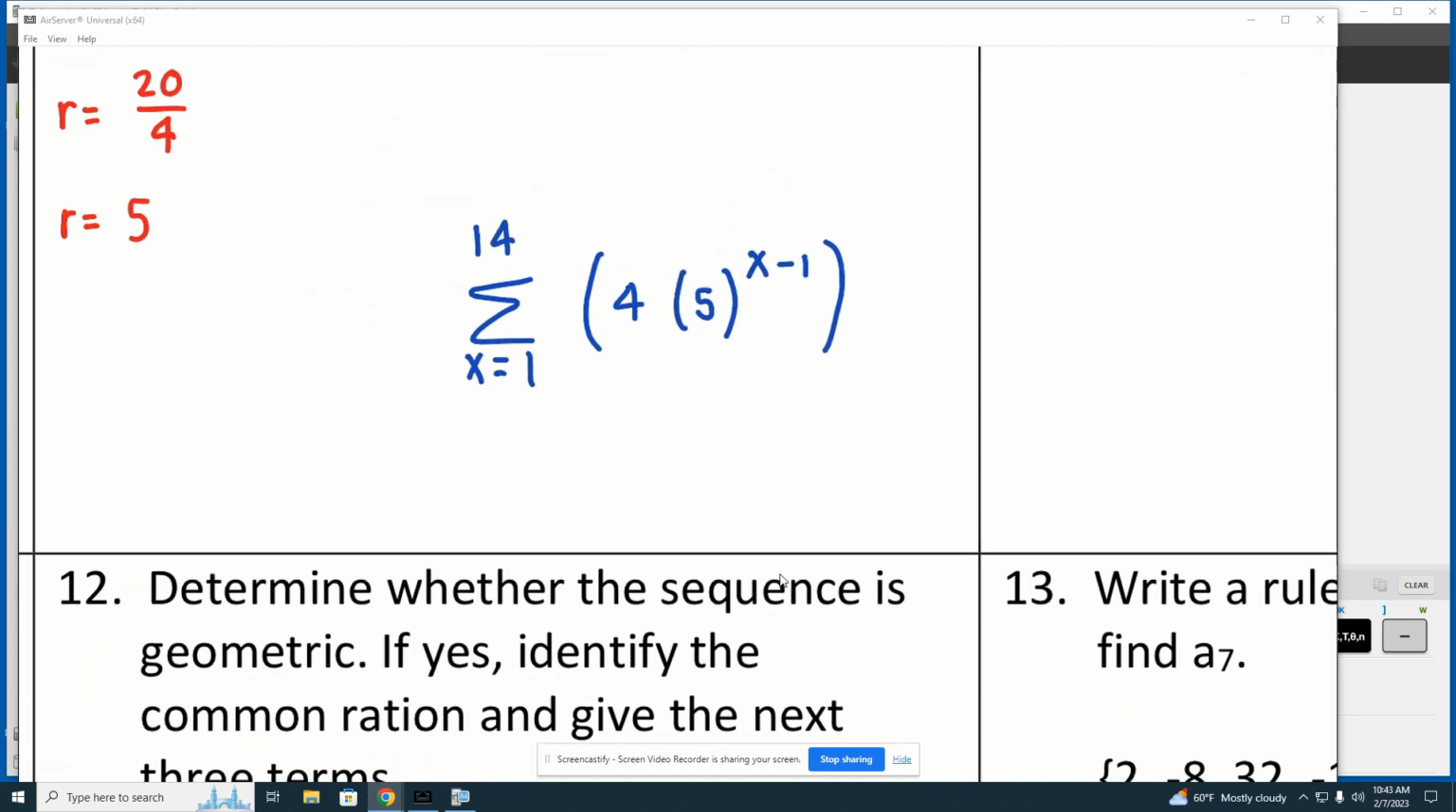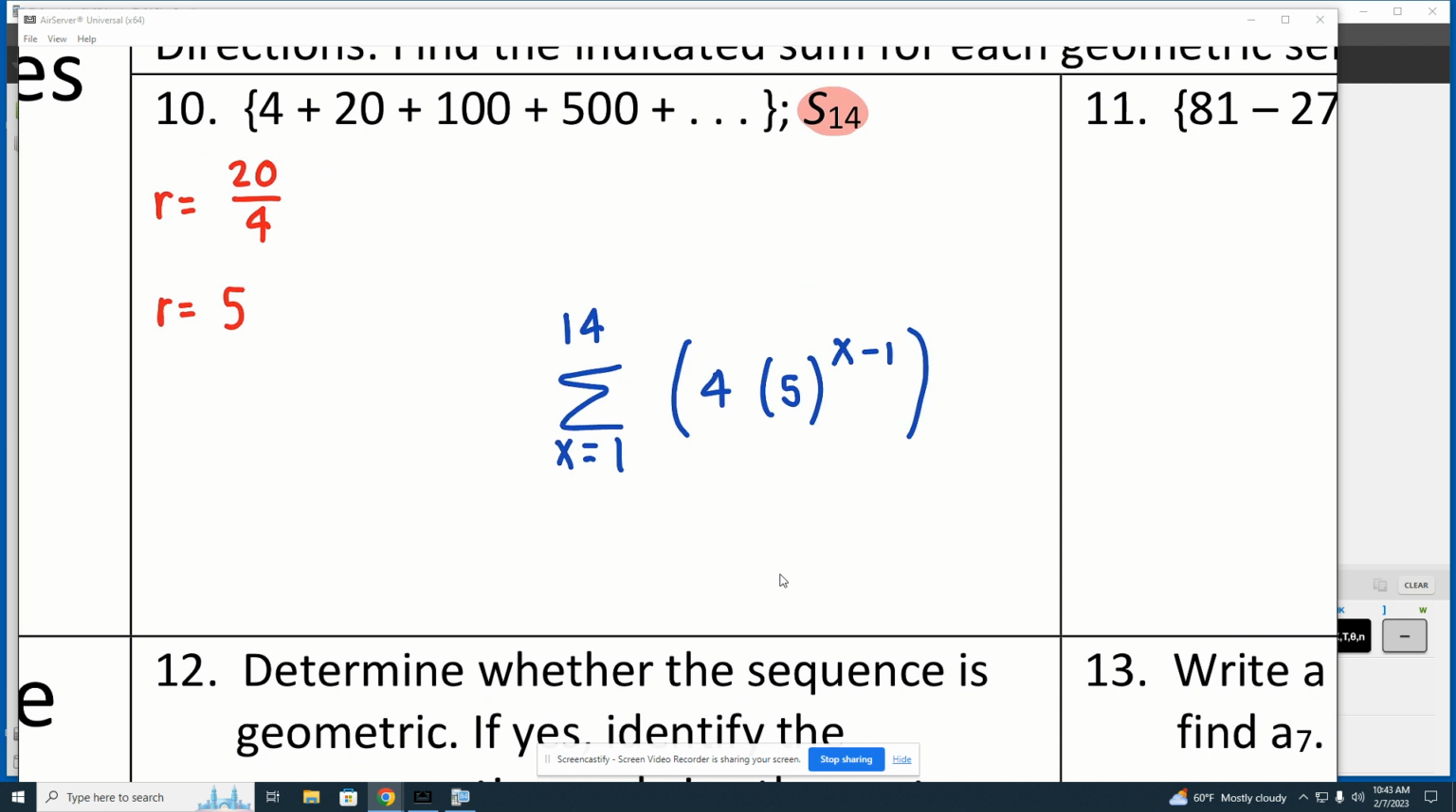Remember where to go? Alpha, window, number 2. Ian, put your phone away. Alpha, window, number 2. Get your notes out. Pay attention.